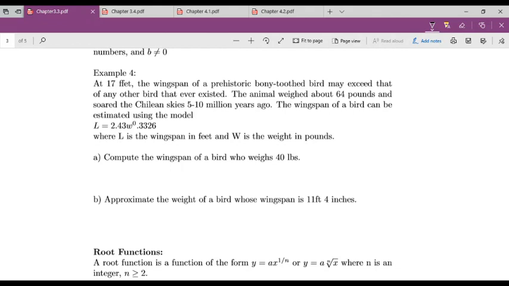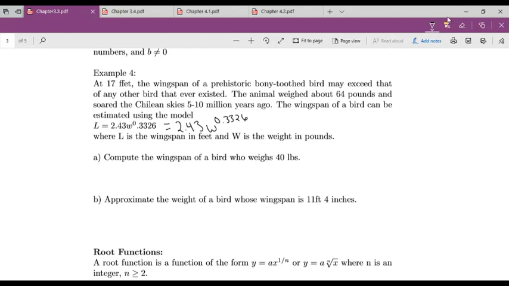The wingspan of a bird can be estimated by using the model, and I hate this because every time I type this in it does this. Let me rewrite this for you. This was supposed to be up top, and every time I do this it tries to correct it, but it still does it. I don't know why. It's a glitch in the matrix. That's what it's supposed to look like. I don't know why it jumped down.